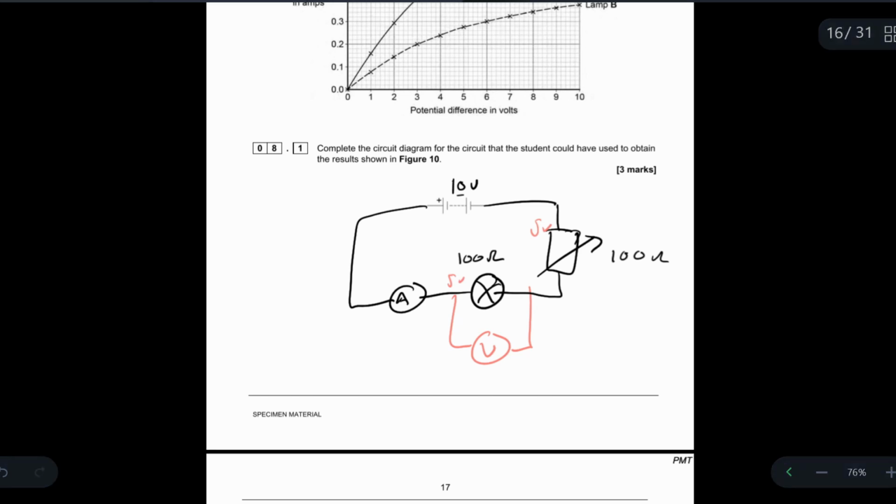Then next you can decide, okay, you want to vary this variable resistor, so you're going to turn this down to, just to make it easy, let's say you can turn this down to 0 ohms.